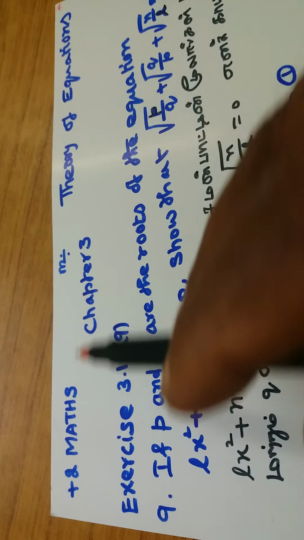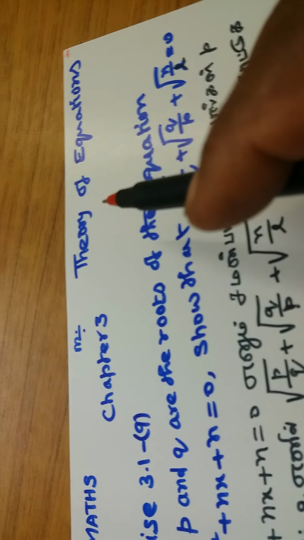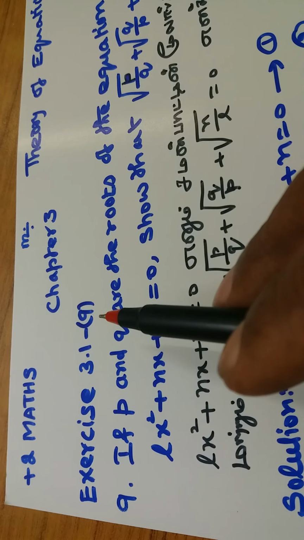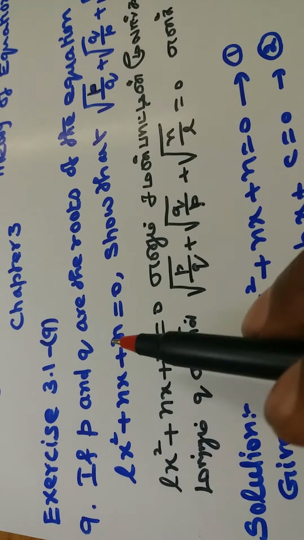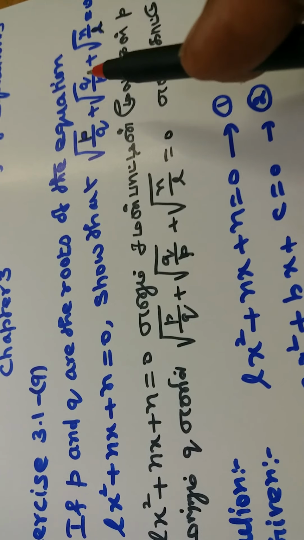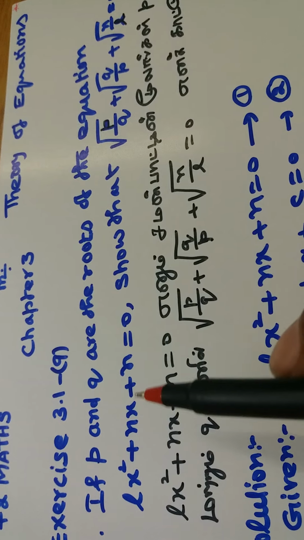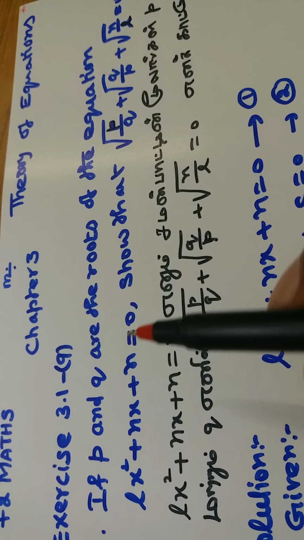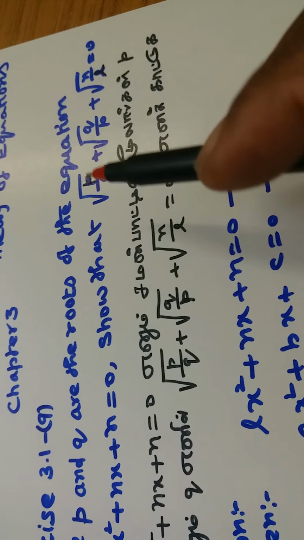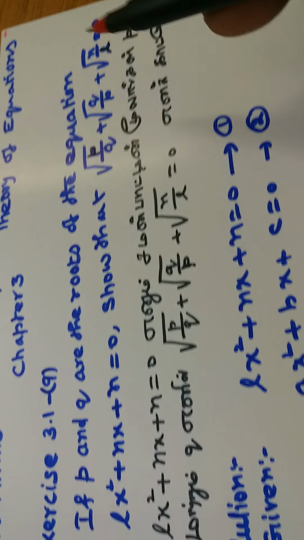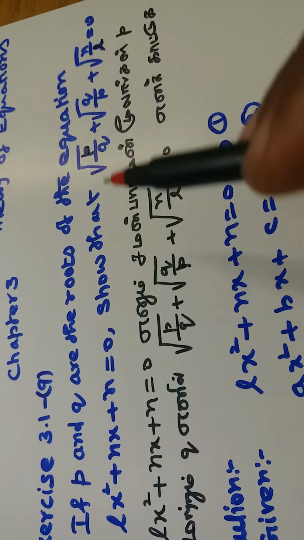Plus 2 Max, Chapter 3, Theory of Equations. Exercise 3.1, question number 9. If P and Q are the roots of the equation Lx square plus Nx plus N equal to 0, here they have given N in both places. Show that square root of P by Q plus square root of Q by P plus square root of N by L equal to 0. Given equation is this one, you have to show that this one.